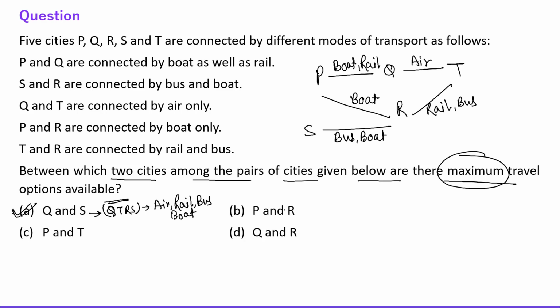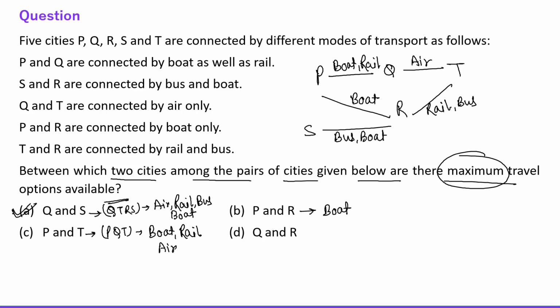Now P and R. P and R are directly connected, so obviously there is only one travel option, which is boat. Now P and T. P and T, boat, rail and air. For P and T we follow the P, Q, T route, so boat, rail and air.